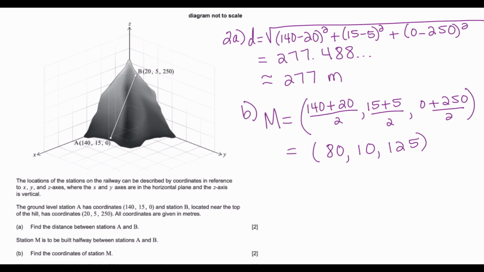Finally, for part C, write down the height of the station M in meters above the ground. This is just you understanding if they want to put station M halfway through, which one is going to give us the height above ground. And in this case, the answer is going to be 125 meters. Because notice that this is our X, this is our Y, and so our Z, which is responsible for the height, that's going to be the one that we want. And so the answer for part C is going to be 125 meters.